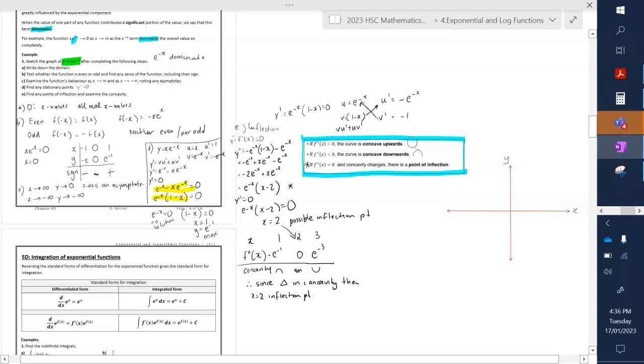So we know our domain is all x values. So we're going to be okay across all of our x values. It wasn't even or it wasn't odd. It was neither. So that's not going to help us at all. But we also figured out that there was a stationary point at x is equal to 0. So there's something happening at x is equal to 0.